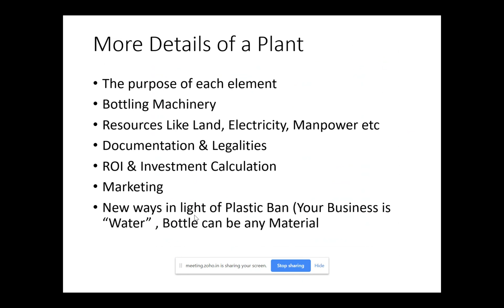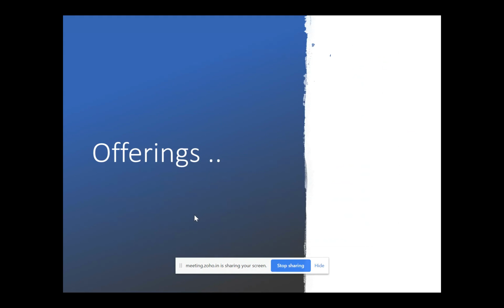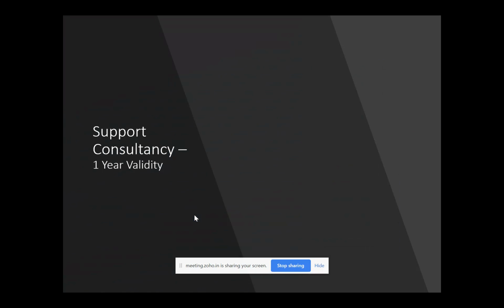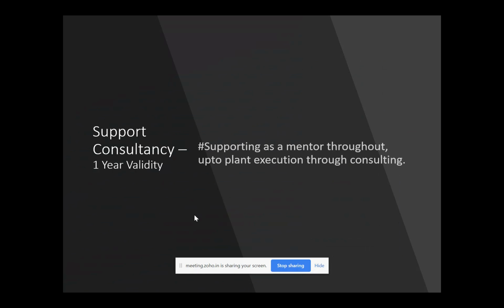So you should know that. So how to know that? Let us have a look at how to get this. We have got some offerings from our end. So what do we offer? We offer you first support consultancy. It has 1 year validity. Tell you, supporting as a mentor throughout up to the plant execution consulting.